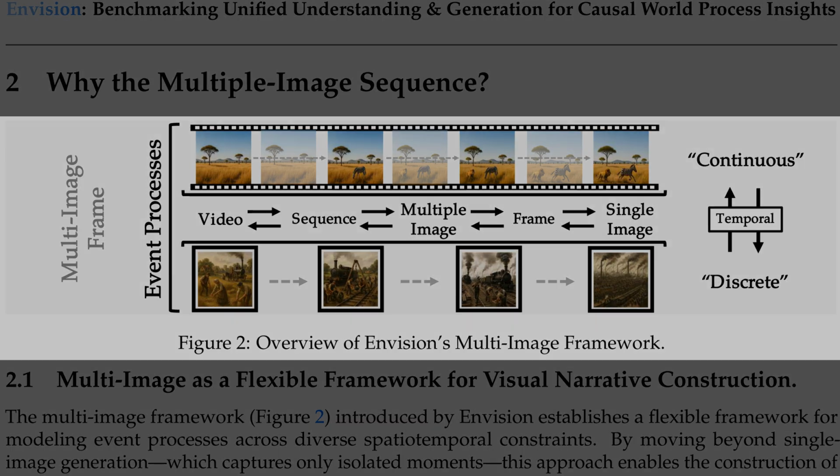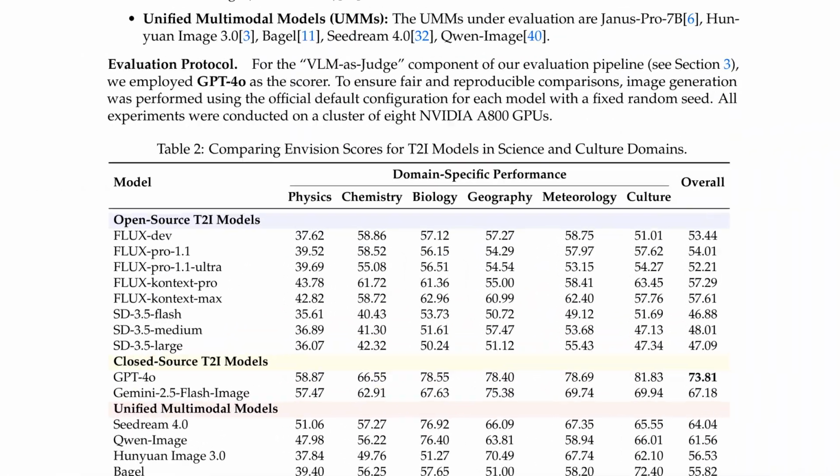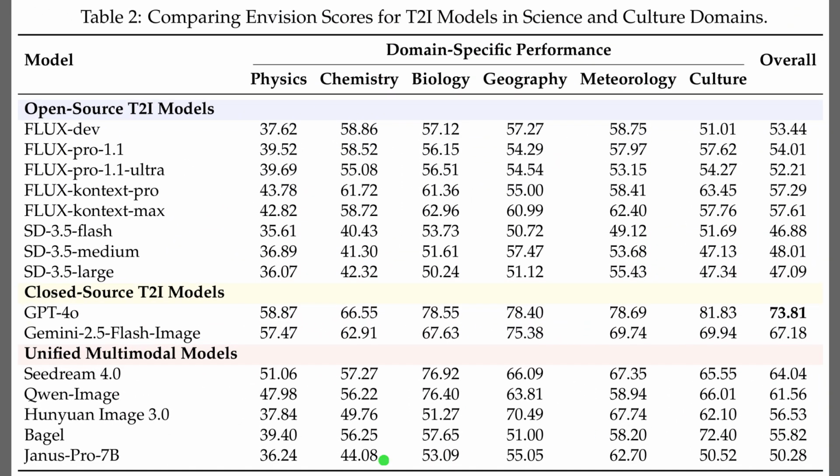So Table 2 makes the performance gap very concrete by comparing Envision scores across science and culture domains. The table shows that closed-source text-to-image models like GPT-4o sit clearly on top overall, with strong scores in physics, biology, and culture. Open-source text-to-image models trail them, especially in physics and meteorology, even when some produce attractive images. Unified multimodal models land in the middle because they encode more world knowledge than pure generators, but still cannot match the best closed systems in strict scientific causality.